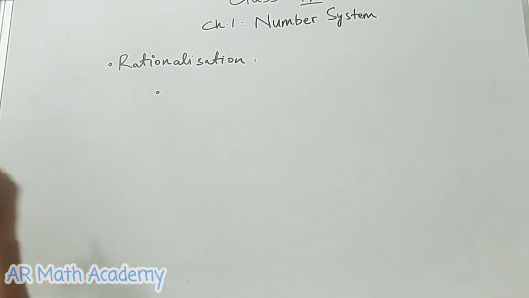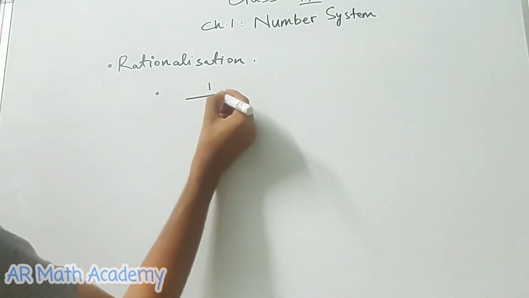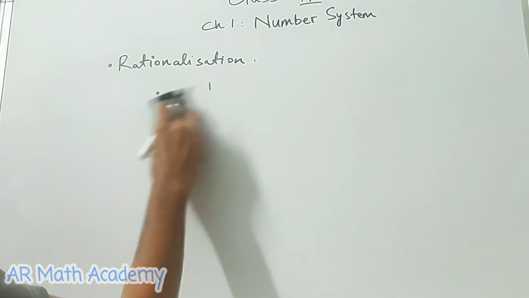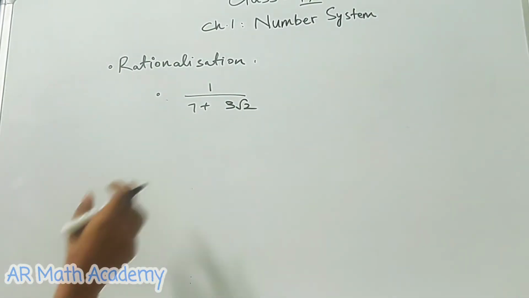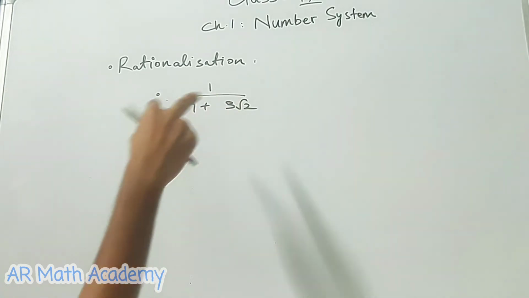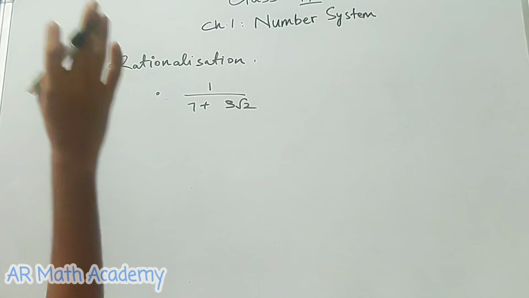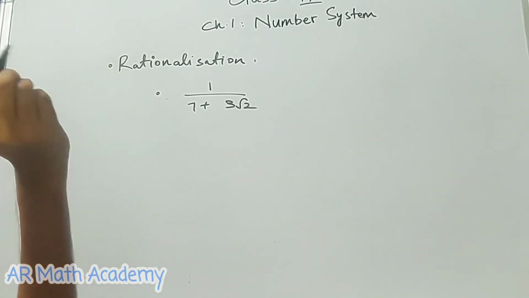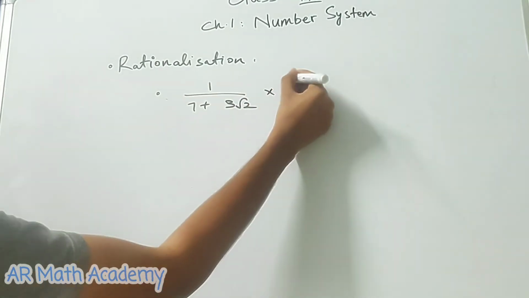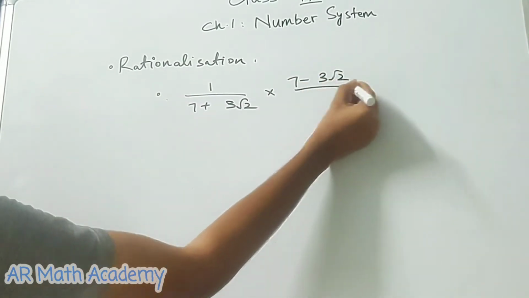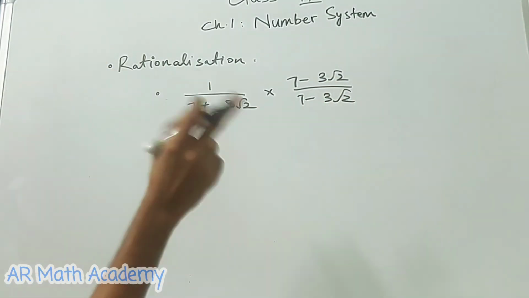Another problem we get in your textbook is to rationalize the denominator of 1 divided by 7 plus 3 root 2. As you can see, there is an irrational number in the denominator and we don't want that. Similar to the previous question, we just multiply and divide by the conjugate. What is the conjugate? As I previously explained, it is just flipping the sign in the middle. So you multiply it with 7 minus 3 root 2 divided by 7 minus 3 root 2. You just multiply and divide with the conjugate. Now I told you why we are doing it.